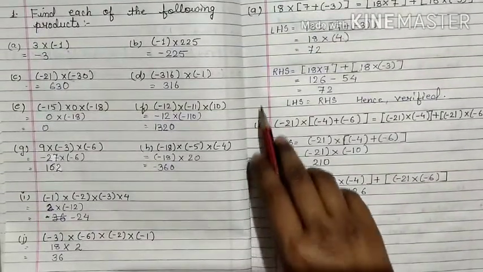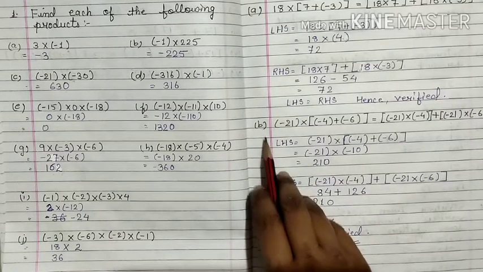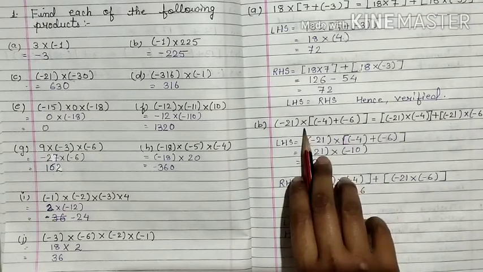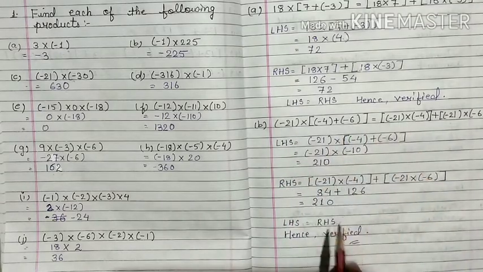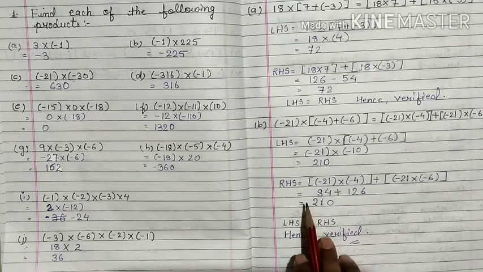Now we can solve the B part also like this. We first solve LHS and then RHS. Then evaluate whether LHS and RHS are the same or not.